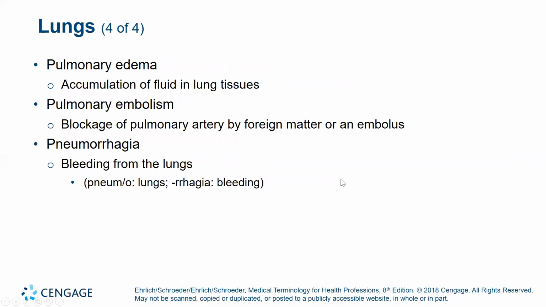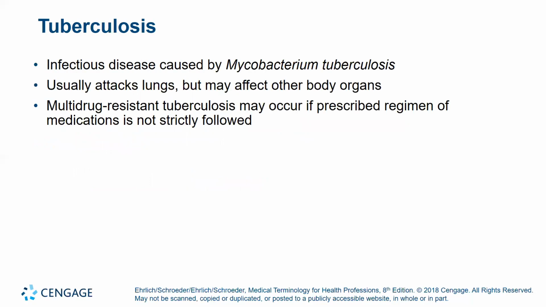Pulmonary edema, accumulation of fluid in lung tissues. Then you have pulmonary embolism. This is a blockage of a pulmonary artery by foreign matter or an embolus. We have pneumorrhagia. It's bleeding from the lungs. Pneumo is lungs, rhagia is bleeding.